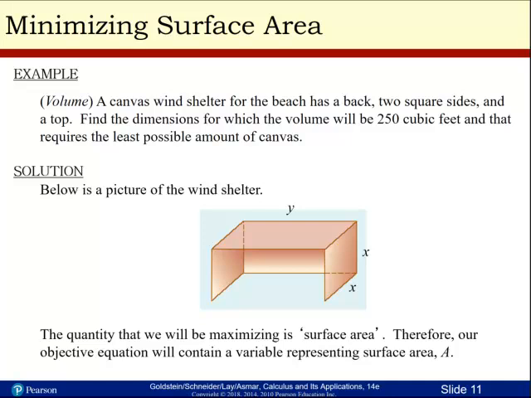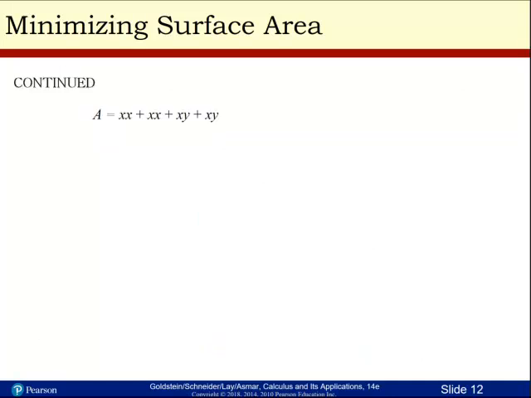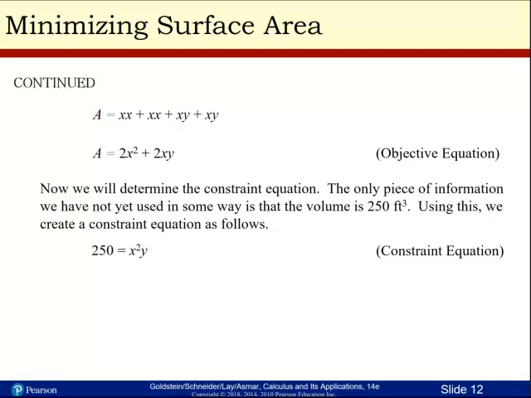So I need to compute the area of each of those sides and see what I get. So here we are. We have our area. We have x times x plus x times x plus x times y plus x times y. This is going to simplify to the area is 2x squared plus 2xy. Now this is our objective equation. Now we're going to determine the constraint equation. The only piece of information we've not yet used is that the volume is 250 feet cubed. Using this, we create a constraint equation as follows: 250 equals x squared times y. This is our constraint equation.